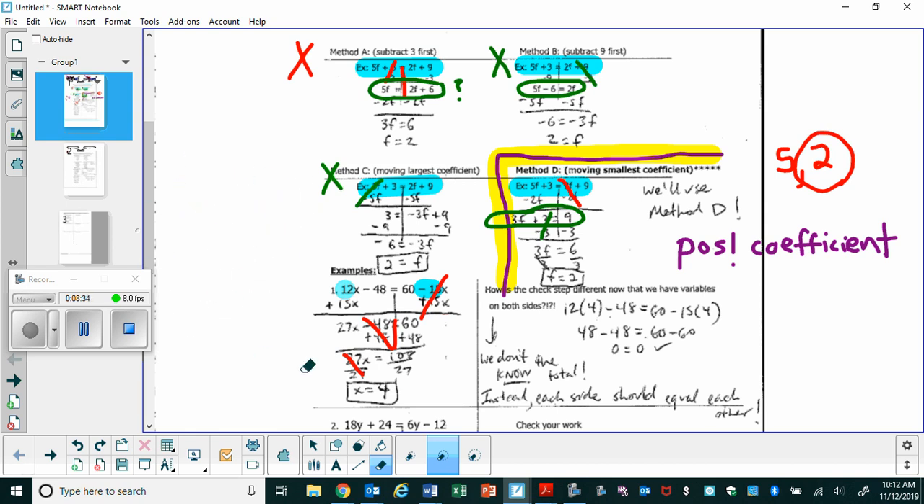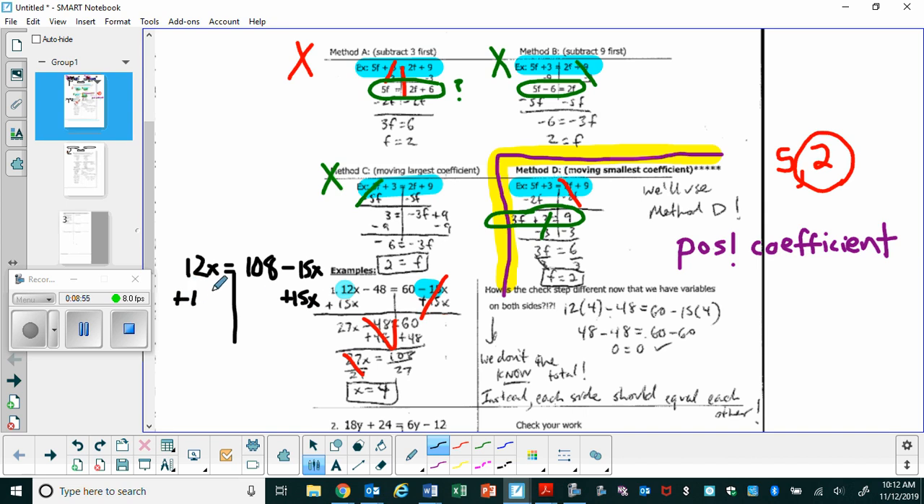If you take negative 48 and add that on both sides, then your next part is going to look like 12x equals, and then you have 108 over here, and then you have your minus 15x. Remember, you added 48 to this 60. Then you'd need to remember to add 15x over here to cancel out. Add your 15x over here. And you're still going to be left with a 27x on this side, and equals 108.